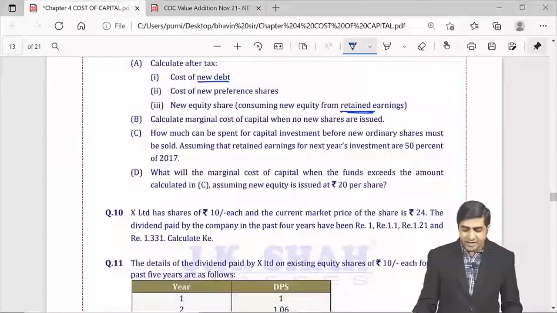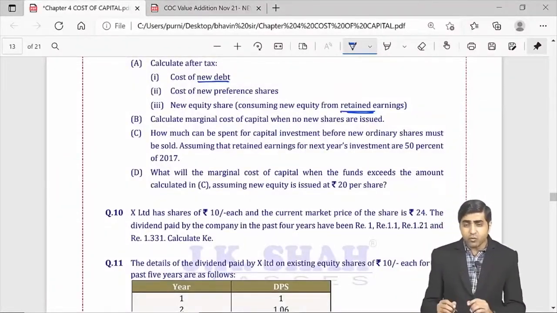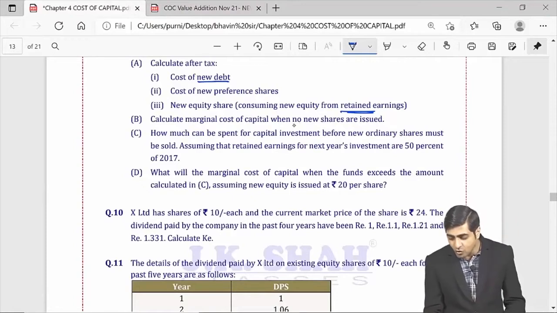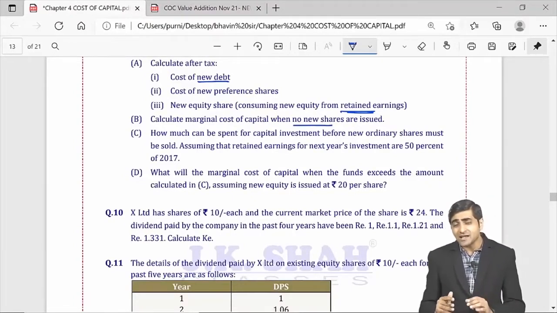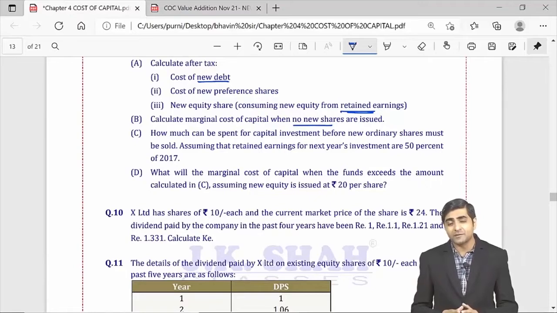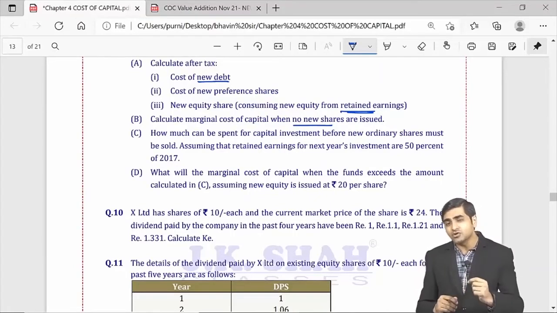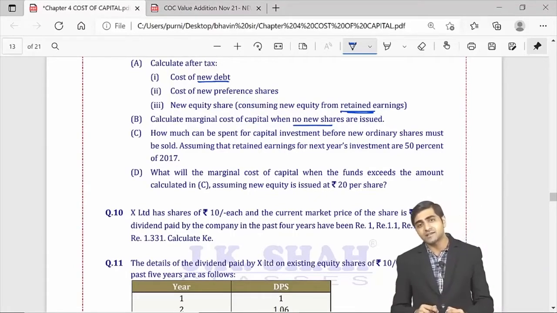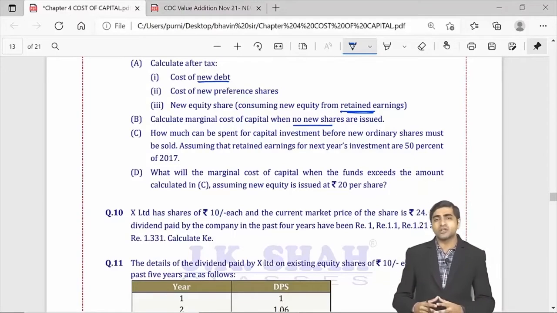Then my dear students, in the B part, they have asked what will be the marginal cost of capital when no new shares are issued. So guys, now you are required to calculate the overall cost of capital. When we are not issuing any new shares, it means that we are using retained earnings, and retained earnings also belong to equity shareholders.